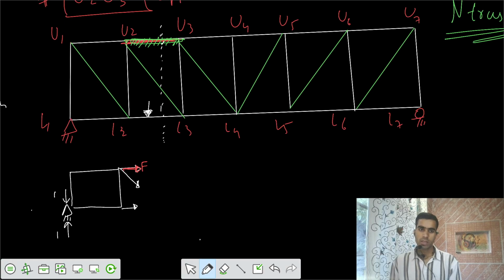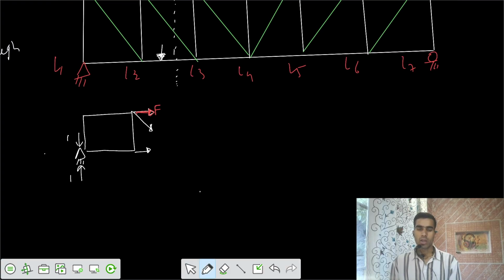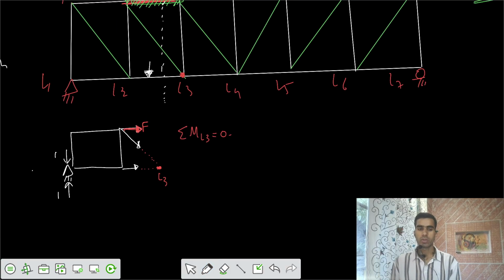You have to ensure how you can get this value of F. You have to keep the other two in such a way that we don't have to account for their effect. If I extend them, they are meeting somewhere here, and that's your L3. If I apply moments, summation of moments at L3 equals 0, I would get only the effect of this F. So I have to ensure that also.